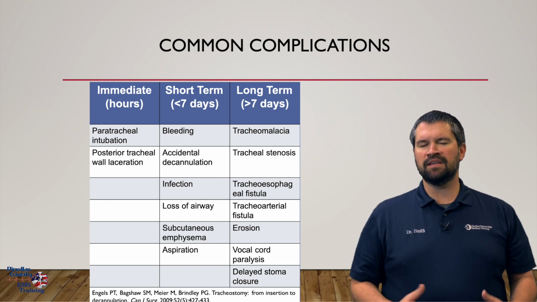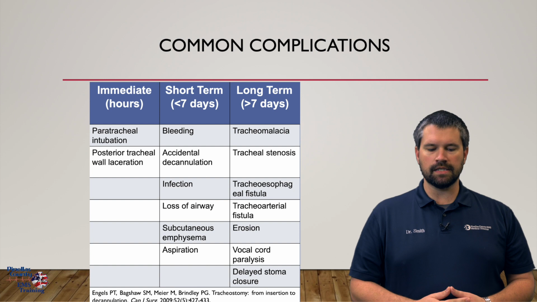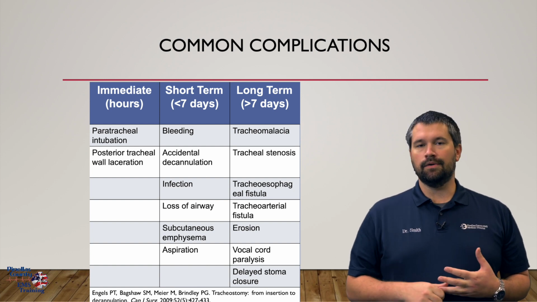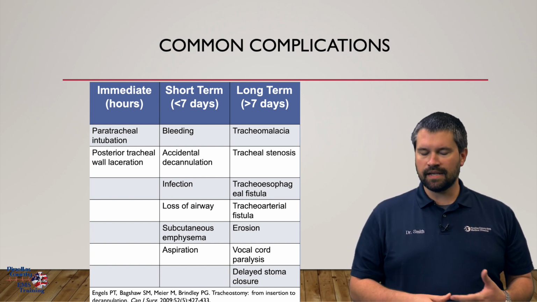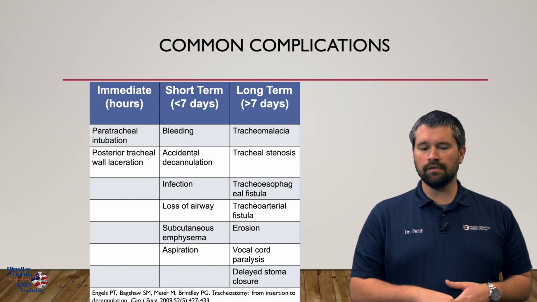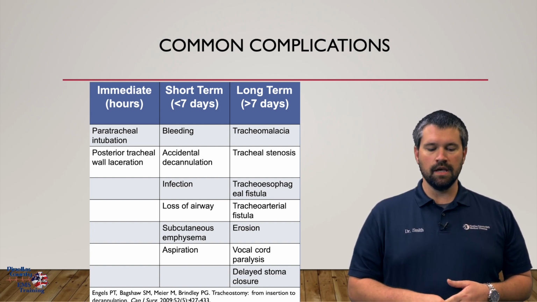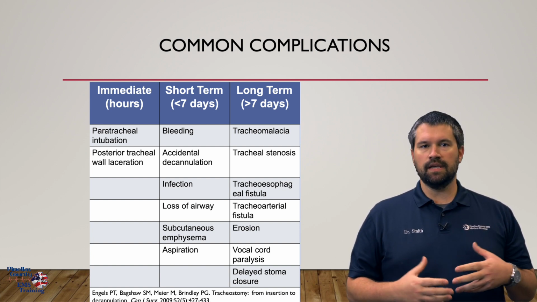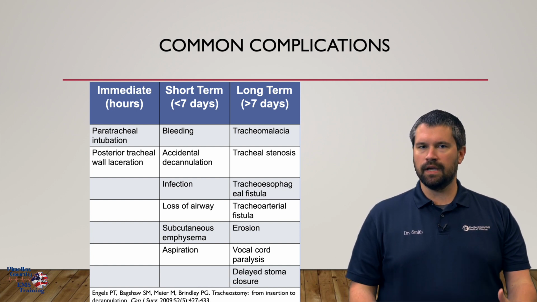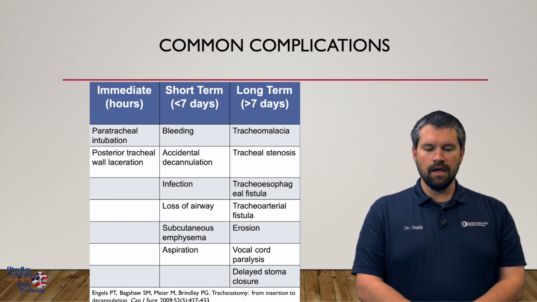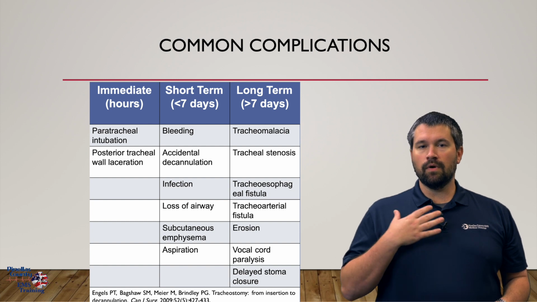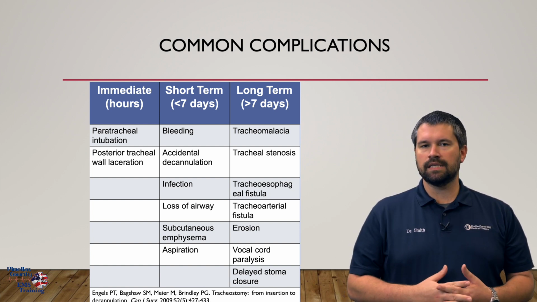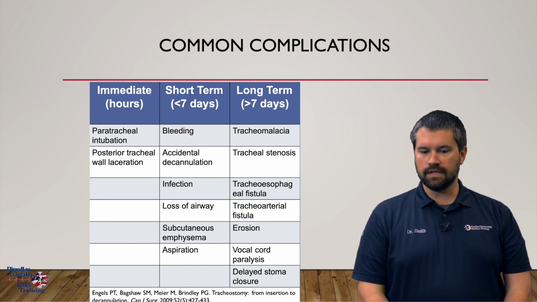Short term is up to 7 days from the placement of the tracheostomy. This includes bleeding. You can accidentally dislodge the tracheostomy or accidentally decannulate it. You can have localized infections or pneumonias, loss of the airway just from the tissue being so angry and irritated that it can actually collapse. You could have subcutaneous emphysema, or air underneath the skin, and you could aspirate or have foreign bodies enter into the lungs.